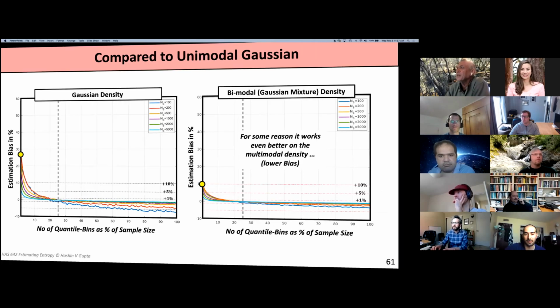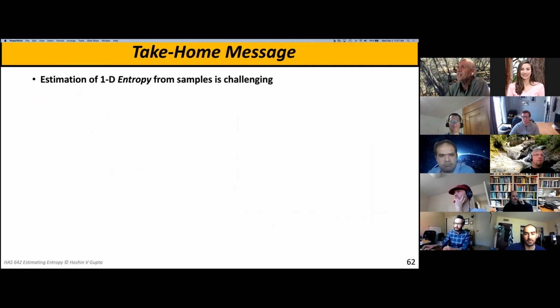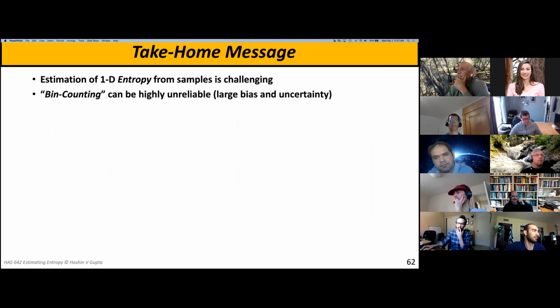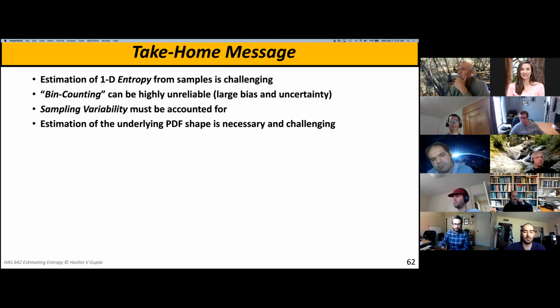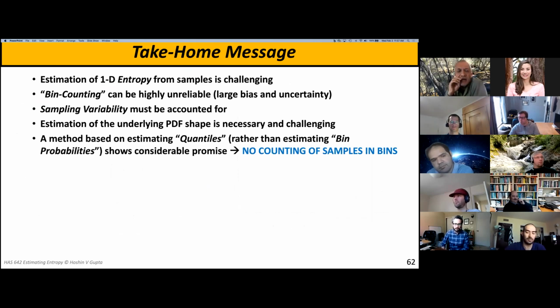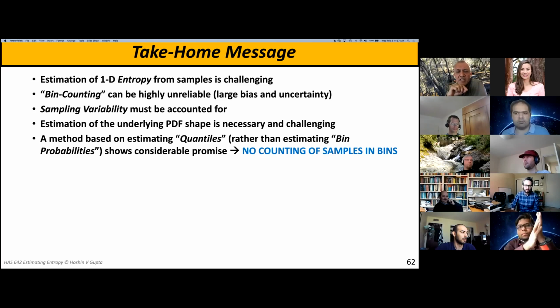Okay. So this is just repeating what I said at the beginning. Estimation is challenging. Bin counting can be highly unreliable. Sampling variability must be accounted for. I think that the method of quantile spacing is a more efficient use of information in the samples than bin counting. Why do I think that?